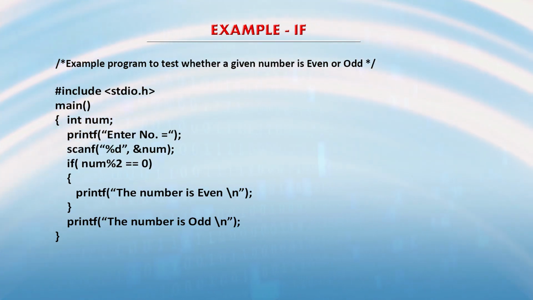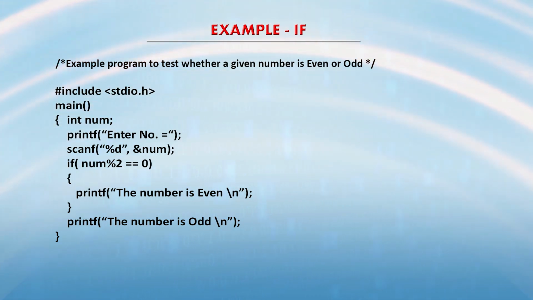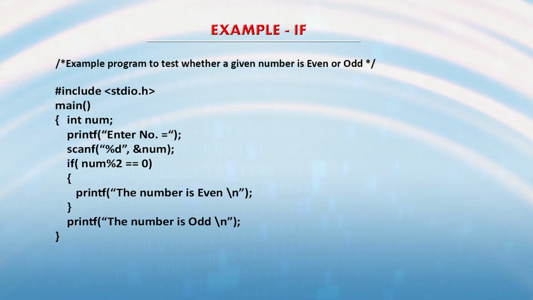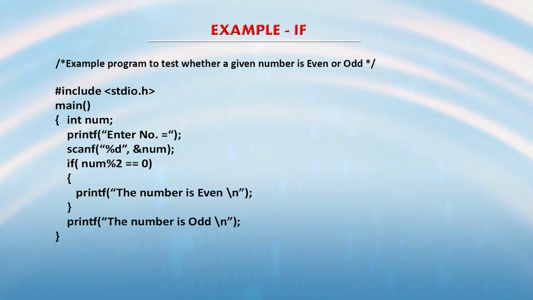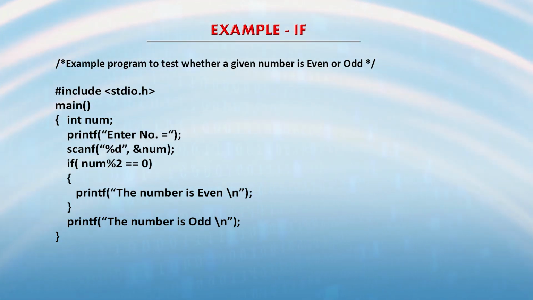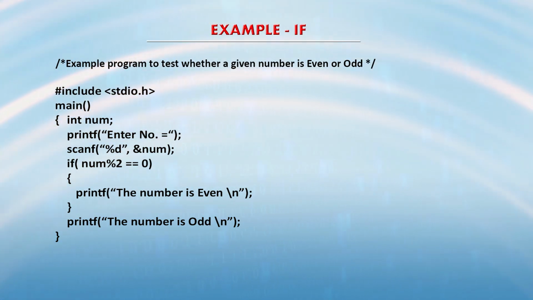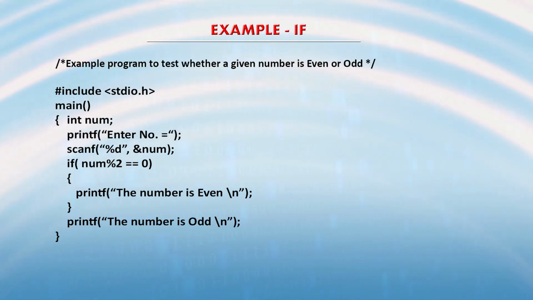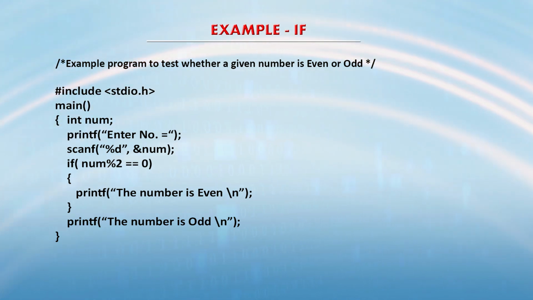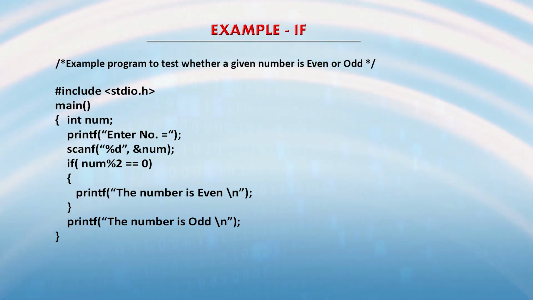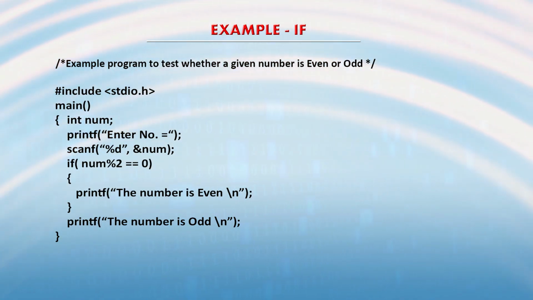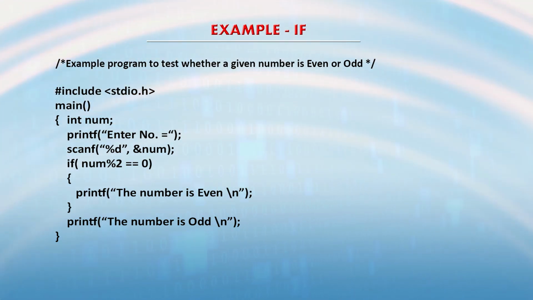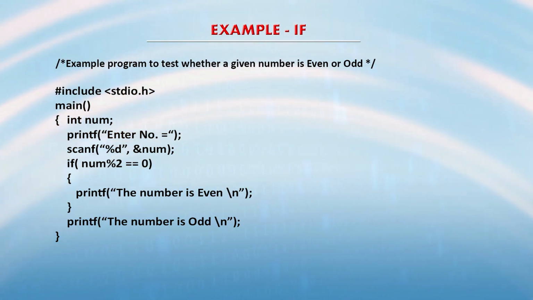Now if num % 2, the percent is taking care of the remainder. When the num variable is divided by 2, what is the remainder? If the remainder is turning out to be 0, then the number is even. Otherwise, the number is odd. So if num % 2 is equal to 0, and this condition is true, it will go into the opening and closing braces and execute the sequence of statements to be considered when the if statement is true. But if the if statement is false, the statement immediately outside the if construct is executed.